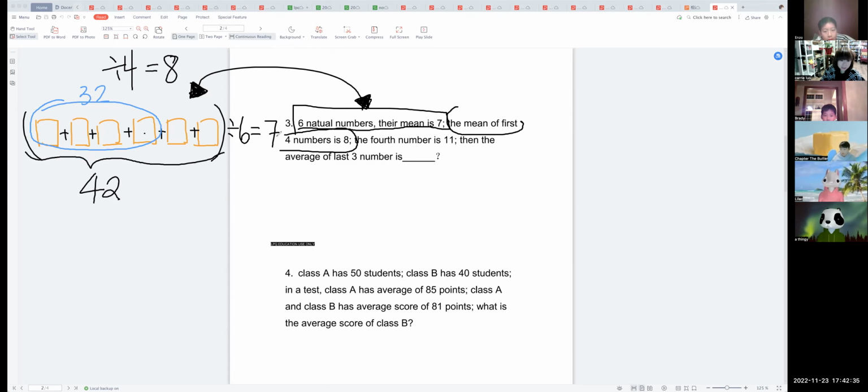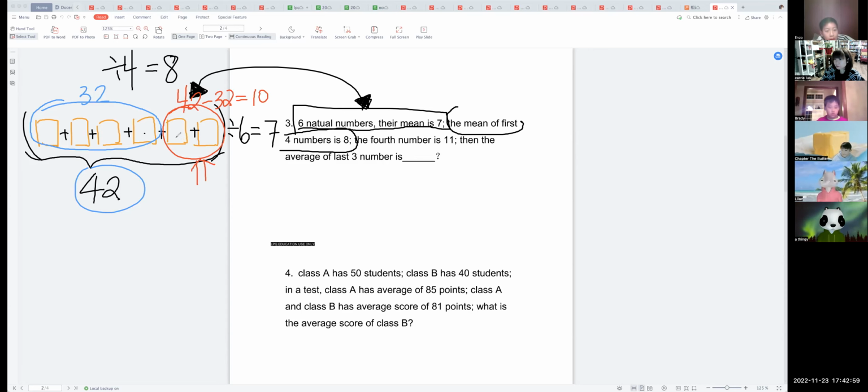Okay, so these 6 numbers plus all together equals 42. And these 4 numbers plus together equals 32. So can you easily tell me what is the thing inside this red circle? 10. Very good. How do you do it? 42 minus 32 equals.